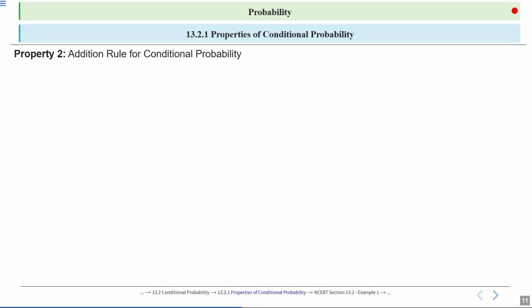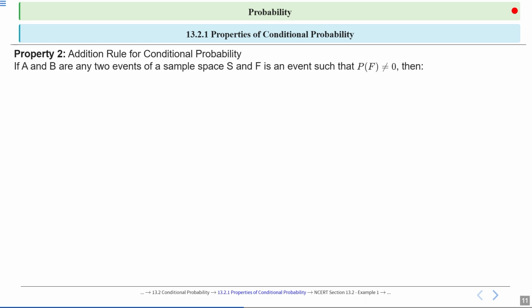Next is property 2, addition rule for conditional probability. This rule helps us find the probability of either event A or event B happening, given that another event F has already occurred. So if A and B are any two events of a sample space S and F is an event such that probability of F is not equal to 0, then we can say that probability of A union B upon F is equal to probability of A upon F plus probability of B upon F minus probability of A intersection B upon F.